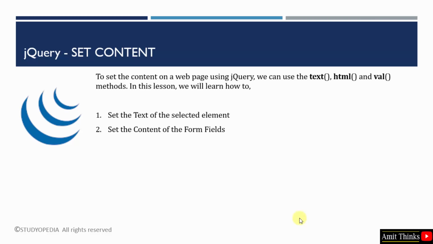Guys, we saw how we can set the content on a web page with jQuery, use the text, HTML and val methods. We worked on the following examples to set the text as well as to set the content of the form fields.